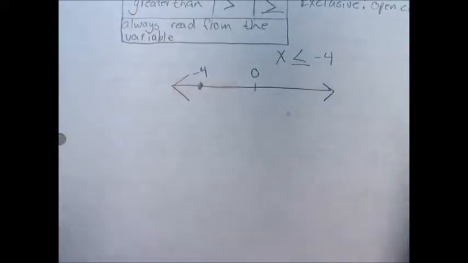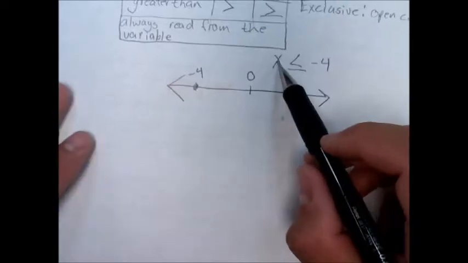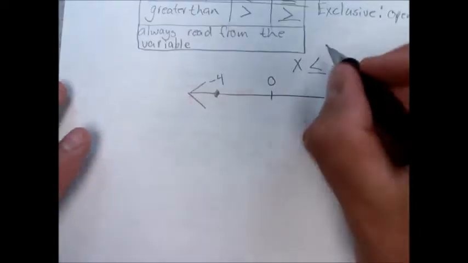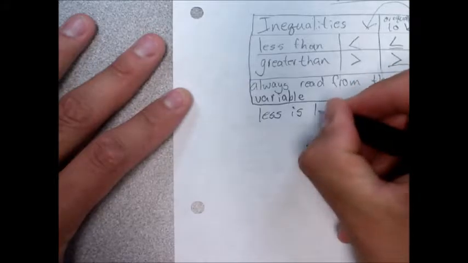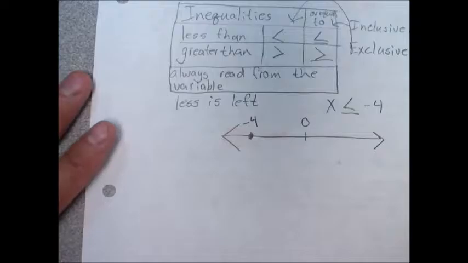Okay, if it is a less than sign, now I'm reading from the variable here, it's on the left-hand side, so this is really easy. X is less than or equal to -4. Less is left. Write it down. I don't have any kind of cool saying for right, but you know, less is left kind of covers everything else is going right. Okay, so less is left.